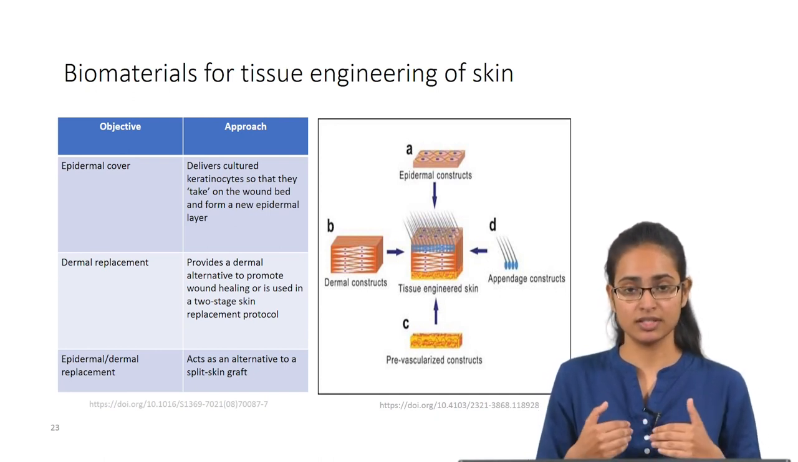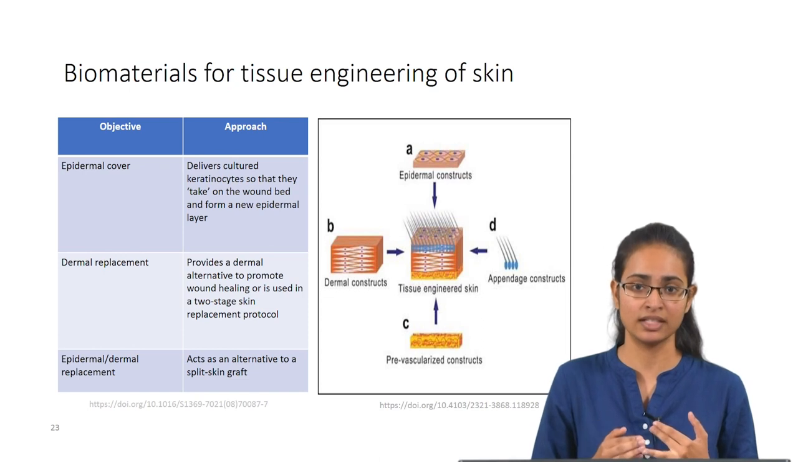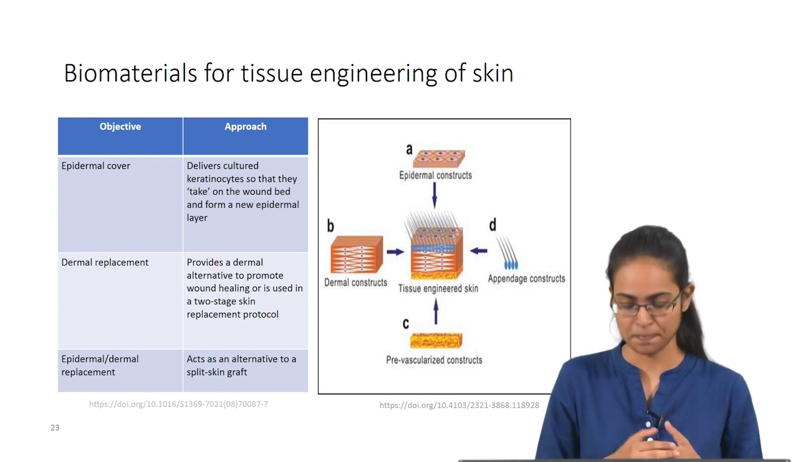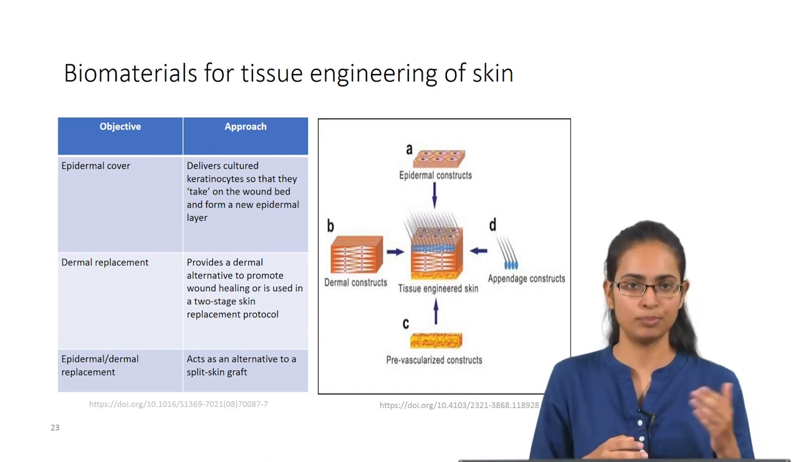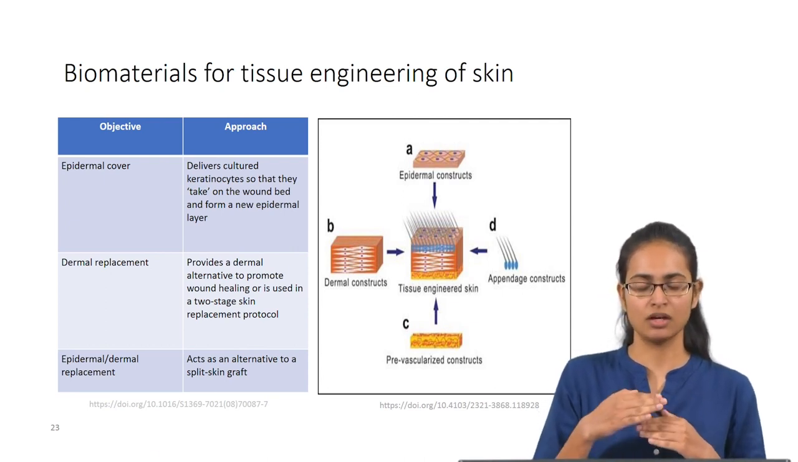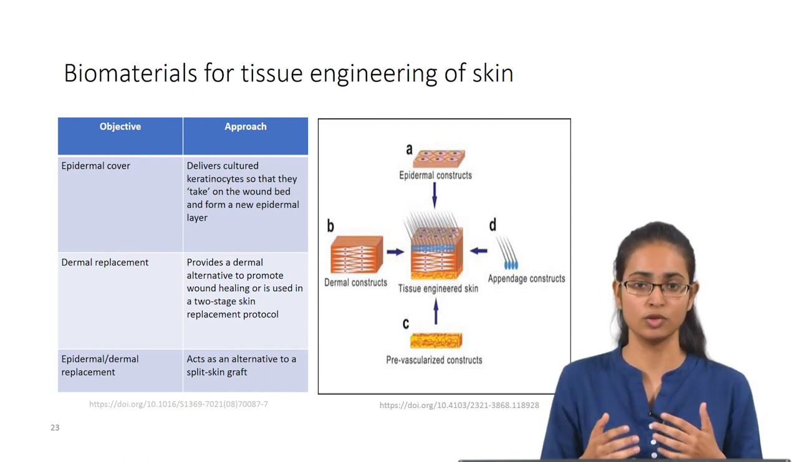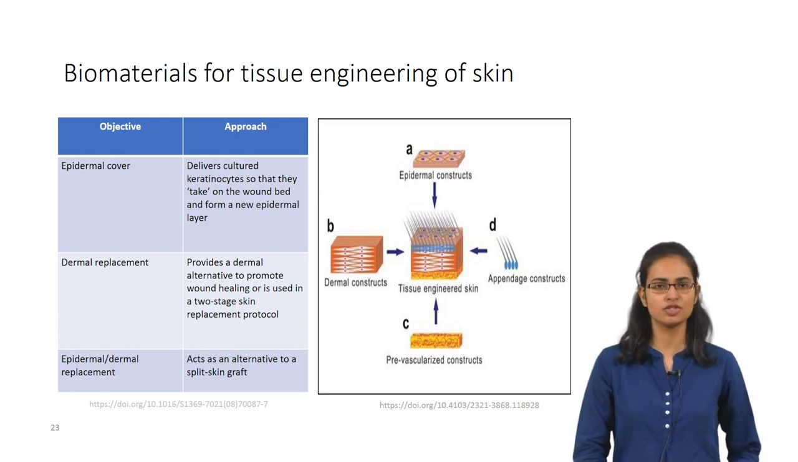Also, the tissue engineered skin can contain appendage constructs such as hair follicles and sweat glands. The presence of these helps us mimic the natural skin more closely. Also, pre-vascularized constructs can be provided to supply nutrients to the graft. Like we discussed, if the thickness of the graft is much higher, then diffusion alone is not sufficient to provide gases and nutrients. In the next lecture, we will look at different materials that can be used for skin tissue engineering, and we will also look at various fabrication techniques that are used to synthesize tissue engineered skin grafts.